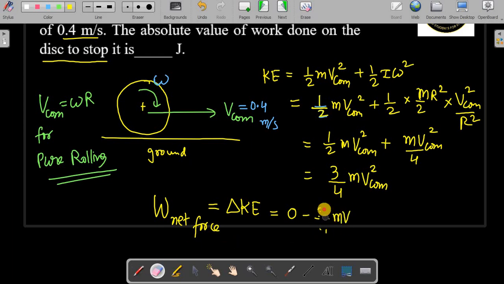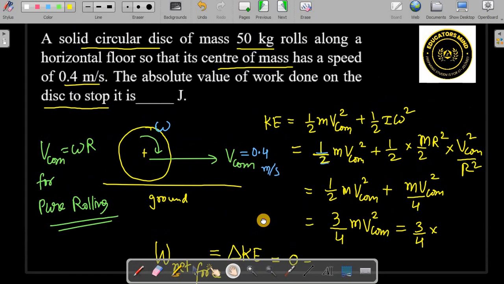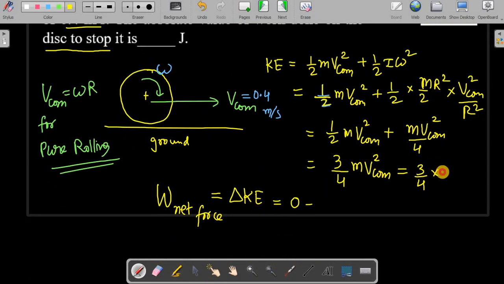If you want, you can calculate this kinetic energy here itself. 3 by 4, and mass is given. How much mass is there? This is 50 kg. And this V is 0.4, which you have to square. You can do the calculations very easily. 0.4 squared is 16 by 100, 50 by 2 cancels, and so it comes out to 6 joule.